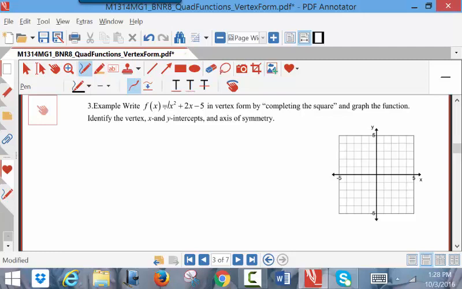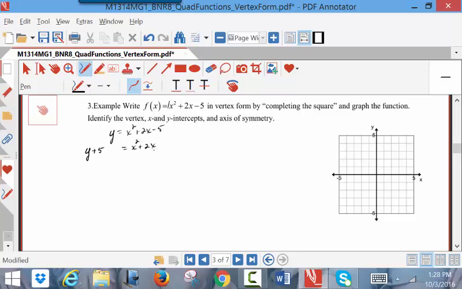So we need to complete the square. It's in standard form. We want it in vertex form. So currently it says y equals x squared plus 2x minus 5. So I don't have to worry about dividing by a number because my leading coefficient is 1. So get everything away from the x's, meaning add 5 to each side of this equation.